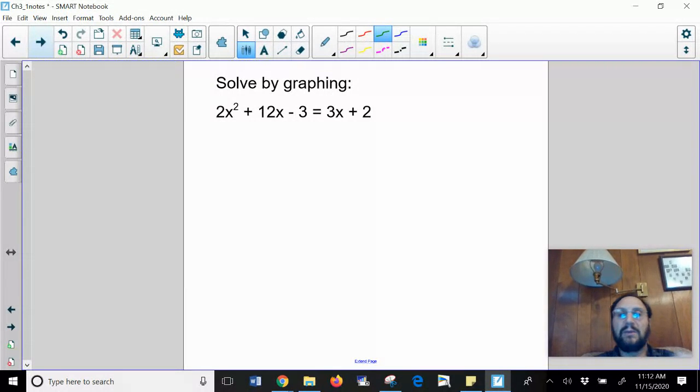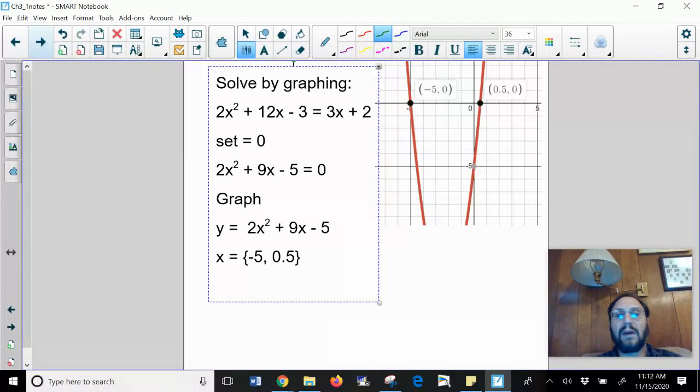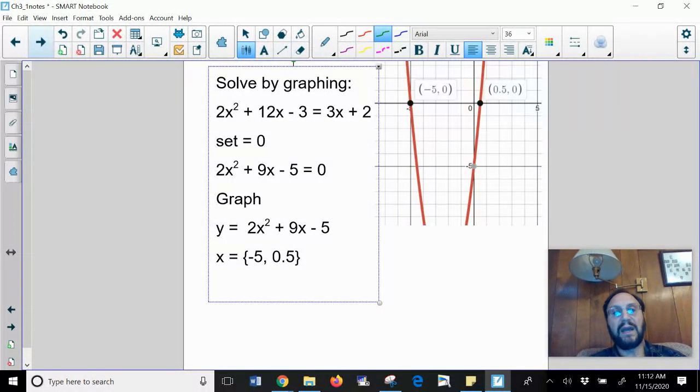Okay, let's see what we got. So I set it equal to 0 and subtracted 3x from both sides. I subtracted 2 from both sides, and I got 2x squared plus 9x minus 5. So I set 2x squared plus 9x minus 5 equal to y and graphed it. I don't even have the whole parabola here. And I can see where it crosses the x-axis right here.